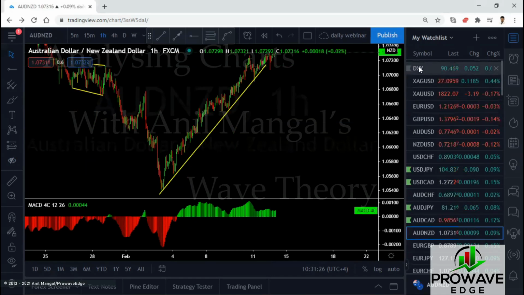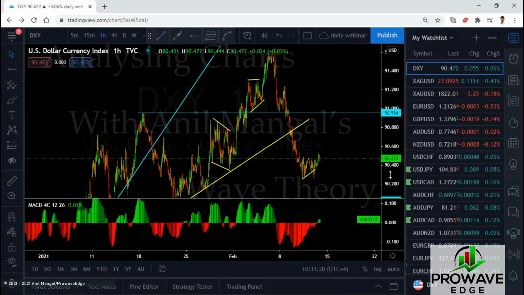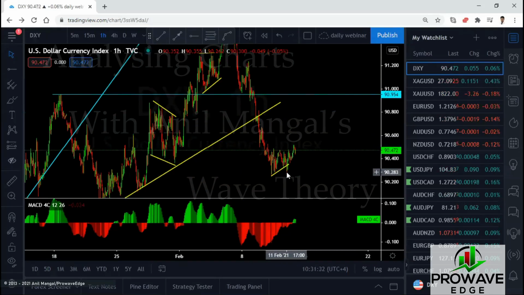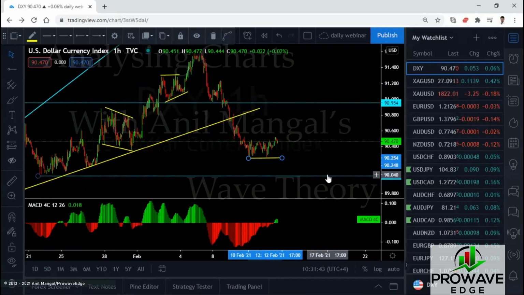Dollar index. Dollar index, as we said, we can't confirm the downside as yet. It did break out, but it didn't consolidate. So that's not a trade. We wait for this. This is still consolidation. As far as we're concerned, it's still consolidation. And there's an opportunity for a sell, but we don't have it right now. There is no sell setup.